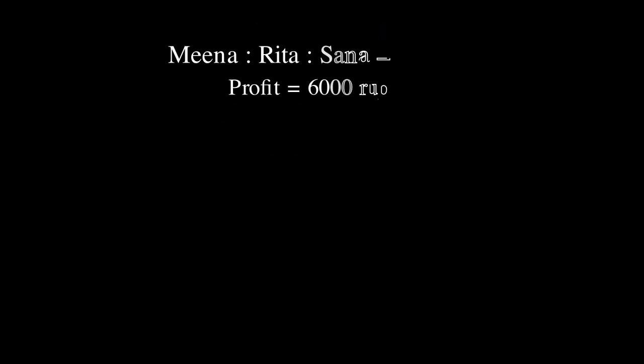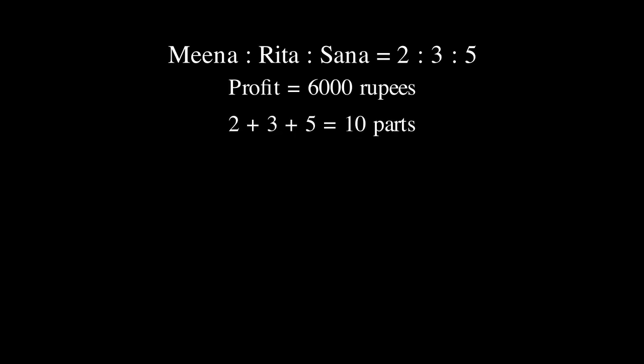The very same parts idea works just as well with 3 people. Say Meena, Rita, and Sana invest in the ratio 2 to 3 to 5, and this year's profit is 6,000 rupees. First add up the parts. 2 plus 3 plus 5 gives 10 parts in total.